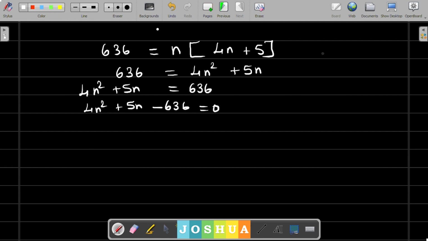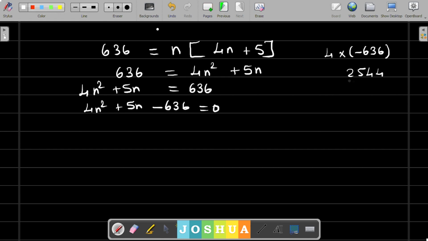For this, what I should do is multiply a and c. That is 4 into minus 636. You can multiply it or do it directly, but for understanding I'm multiplying it out. So 4 times 6 is 24, remaining 2; 4 times 3 is 12 plus 2 is 14, remaining 1; 4 times 6 is 24 plus 1 is 25.